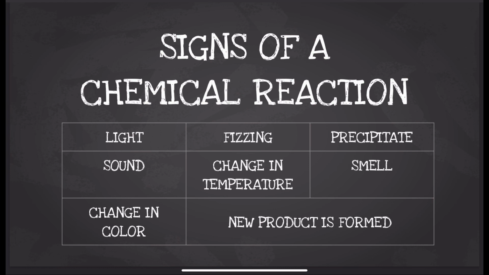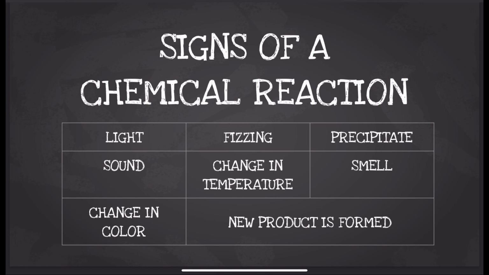Change in color. Fizzing. Fizzing is bubbling, and when something fizzes or has bubbles, that means gas is produced. Change in temperature, that means it can become warmer or colder. Precipitate. A precipitate is a solid formed when there is a liquid-liquid reaction or gas-gas reaction. Odor is also another sign of a chemical reaction.